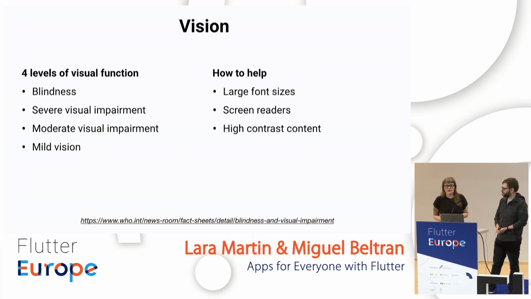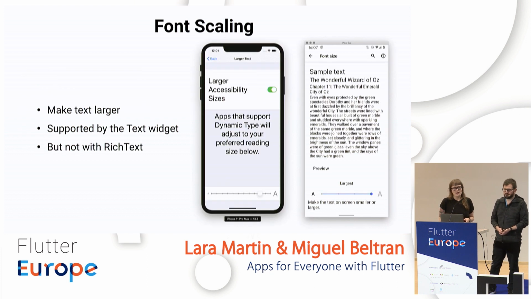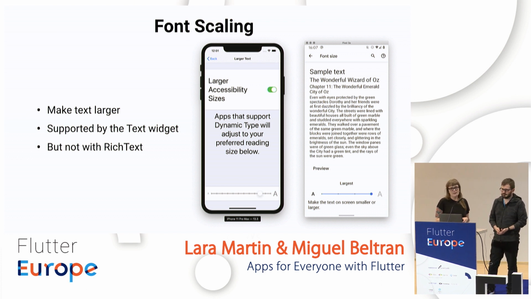We are going to be talking about colorblindness specifically later, but first let's take a look at different options, things that we can do. So one of the settings that we can find on both Android and iOS is font scaling. This allows to make the text larger, and the good news is that the Text widget supports it by default. That's awesome. The thing is, however, that the RichText widget does not.